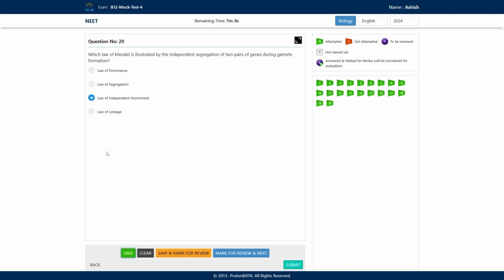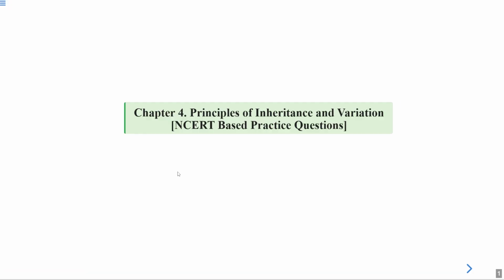Okay, so we have discussed the mock test now. Now, let's discuss some practice questions related to the chapter Principles of Inheritance. Clear? So let's start with these questions now.